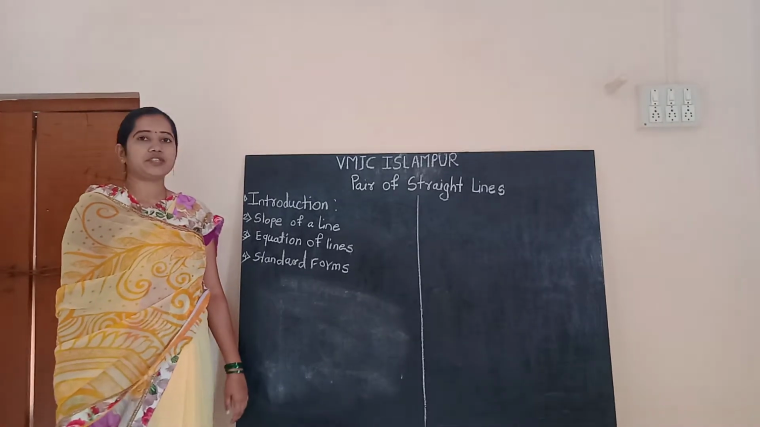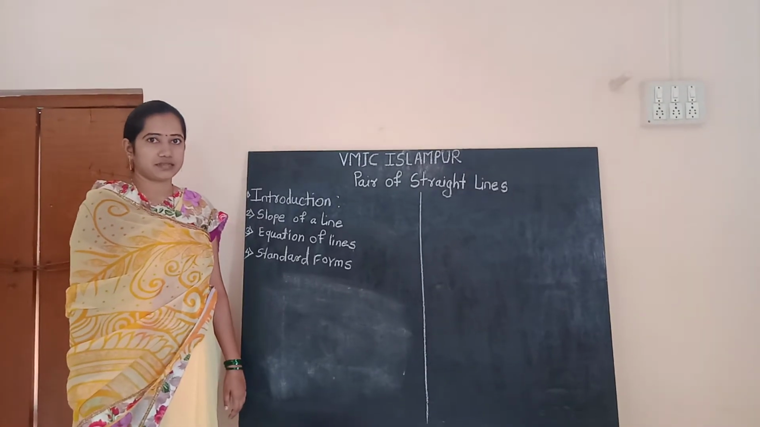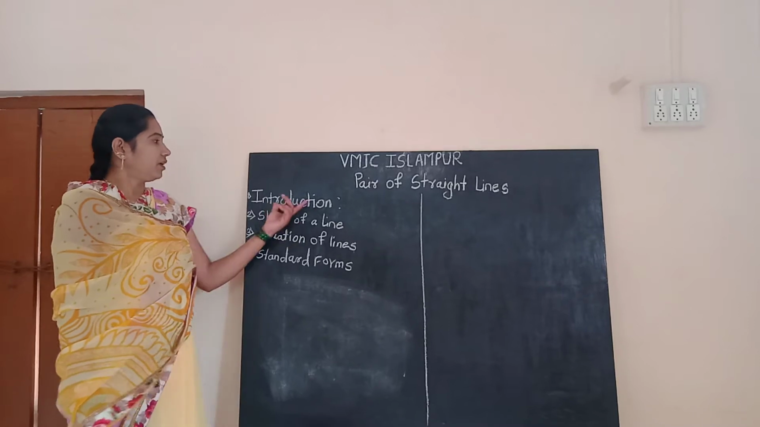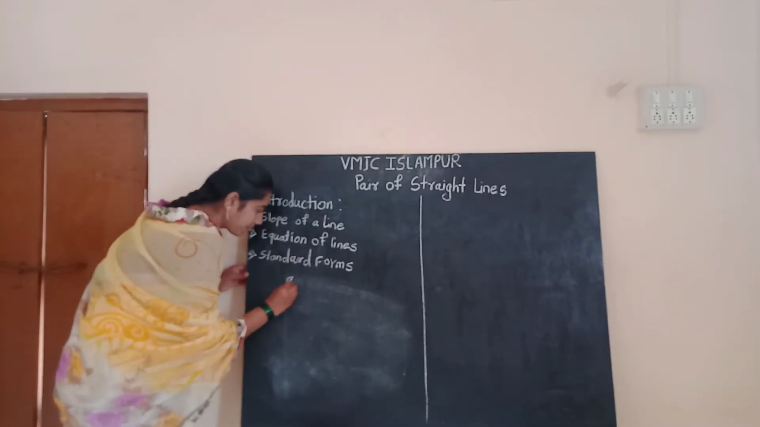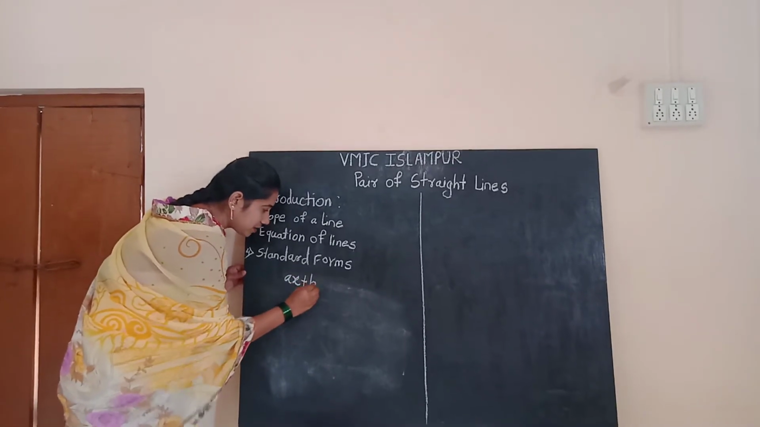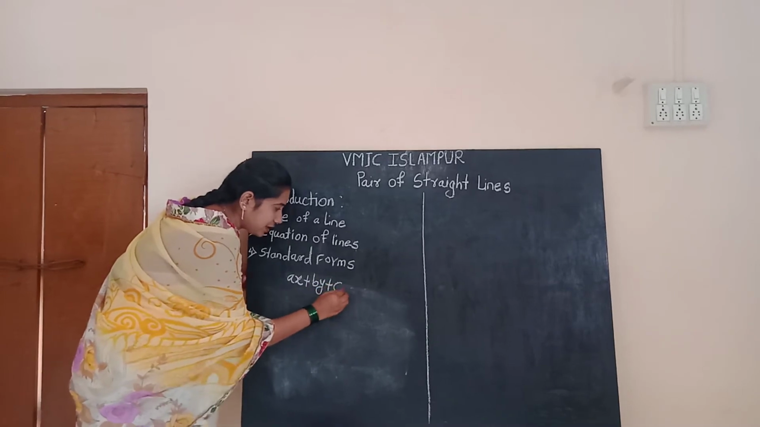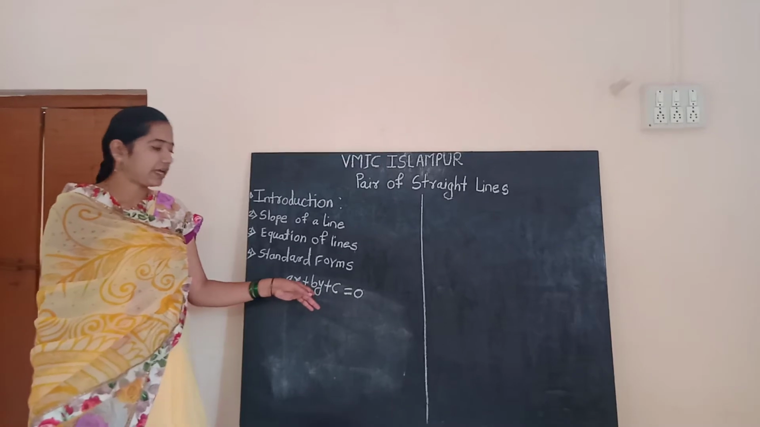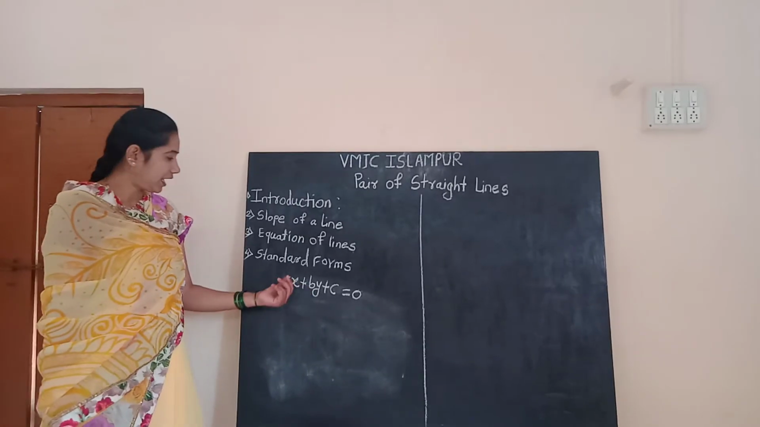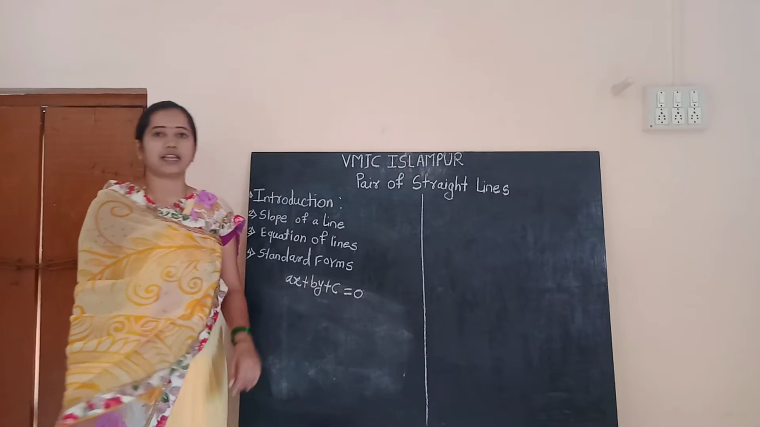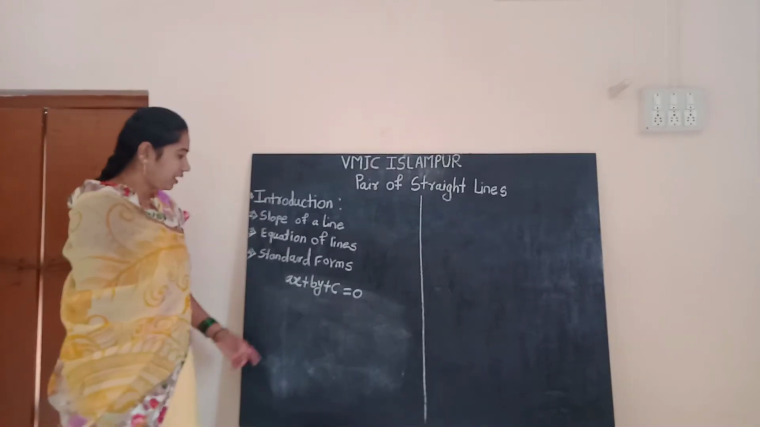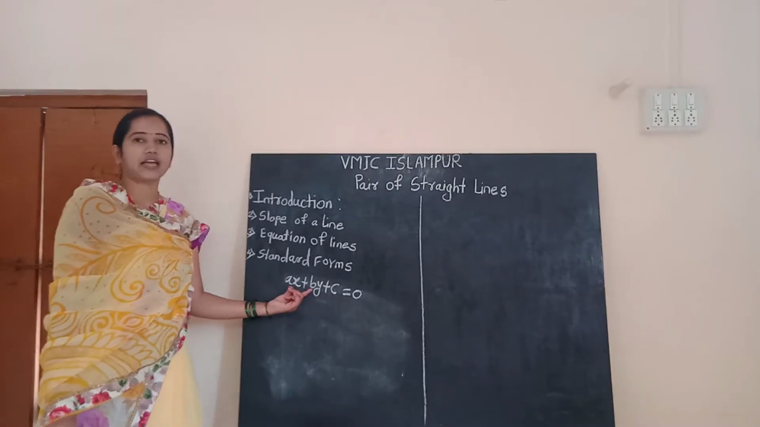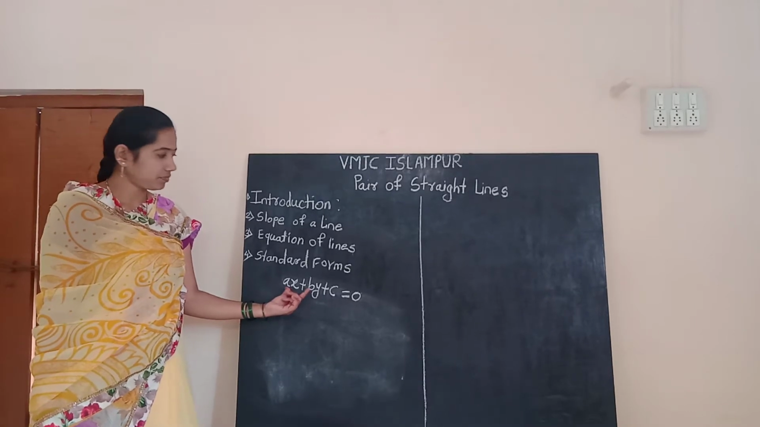Good morning. We start the topic pair of straight lines. First, introduction. The equation of a line is ax plus by plus c is equal to 0. In that, x and y are variables and a, b, c are real numbers. In that, a and b are not simultaneously 0.